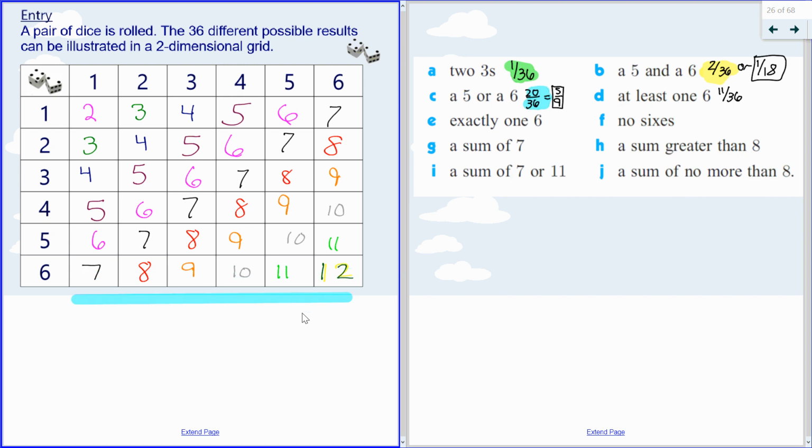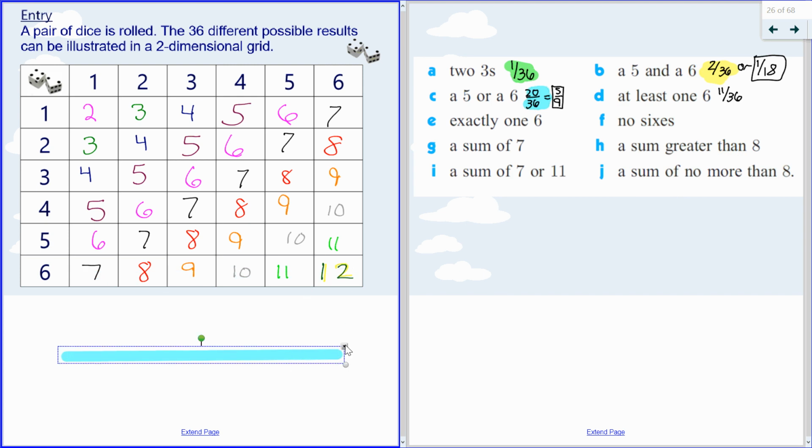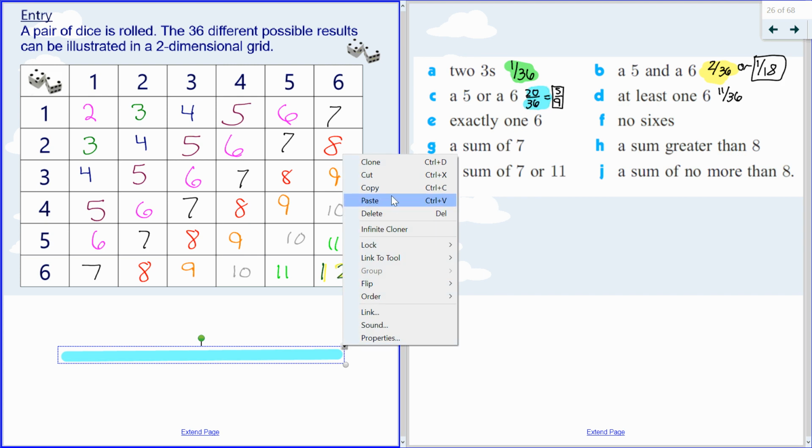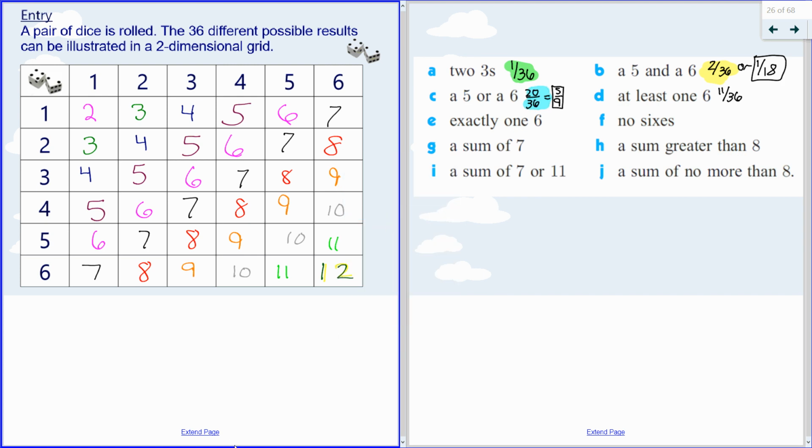Okay, next one we have exactly 1 six. So if I look, it's almost going to be the same. If I'm going on with my highlighter and I'm highlighting exactly 1 six, this is rolling a 6 and a 1. So that's exactly 1 six. I roll a 6 and a 2, so that's exactly 1 six. 6 and a 3, 6 and a 4, 6 and a 5.